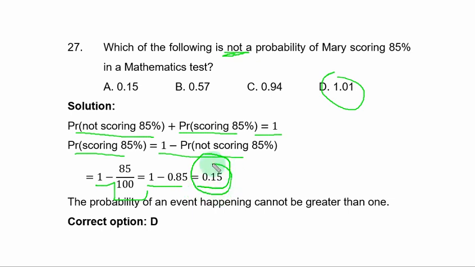This one is scoring 85. So the probability of an event happening cannot be greater than 1. So not scoring 85 is 1.01. This means that the event will never happen. D is the correct option.